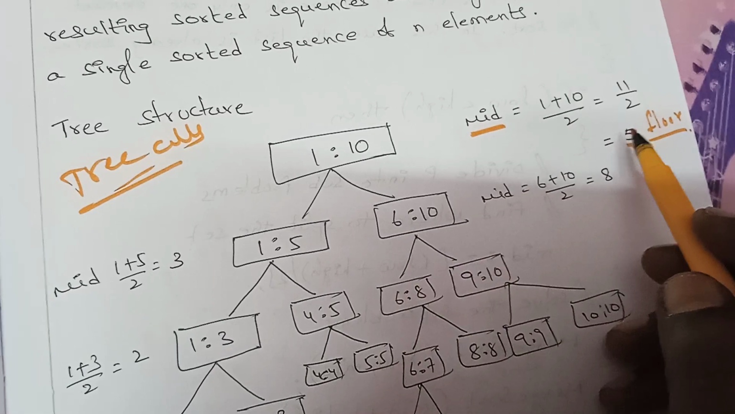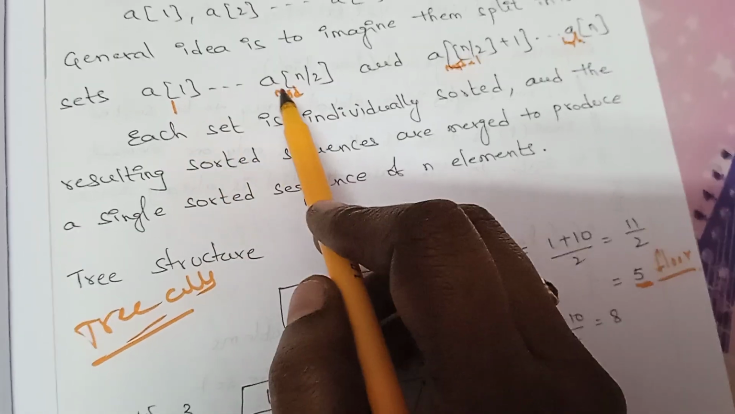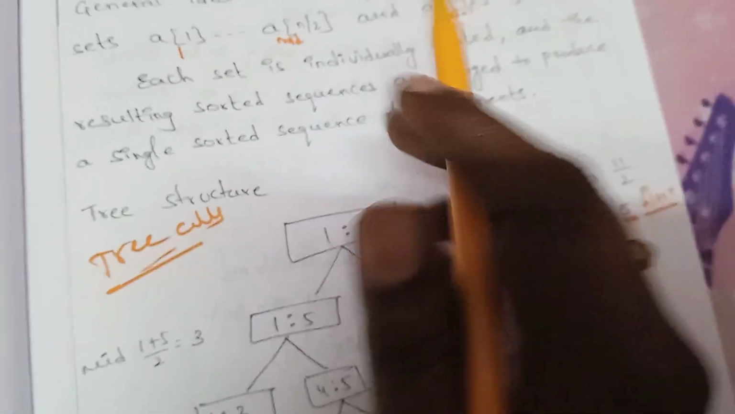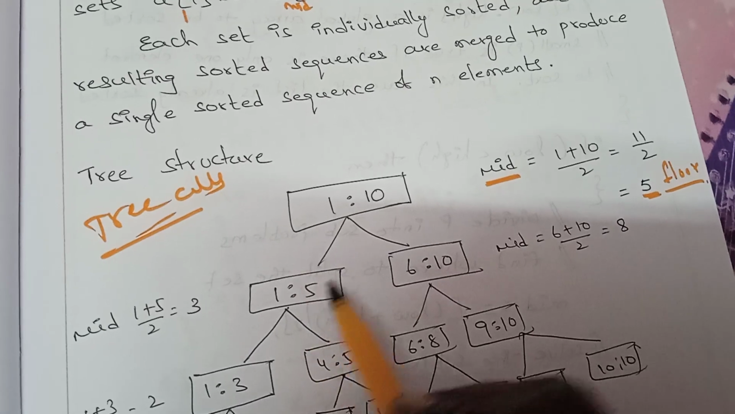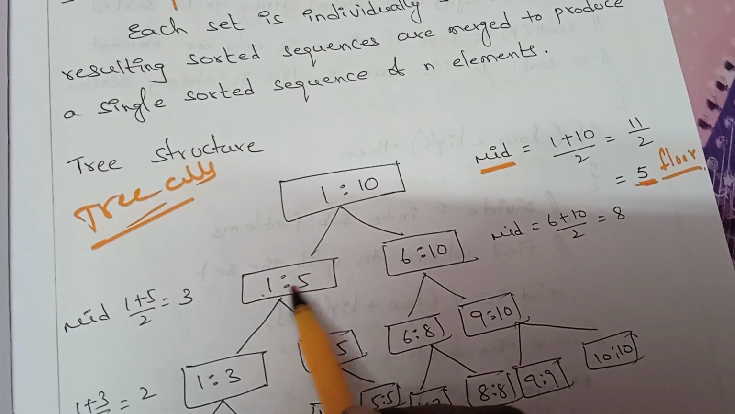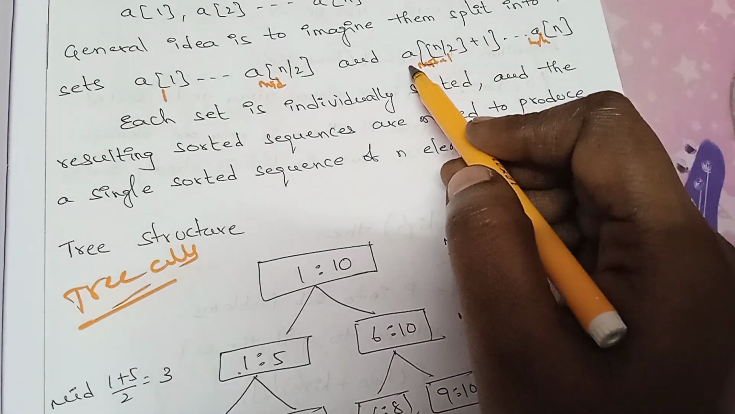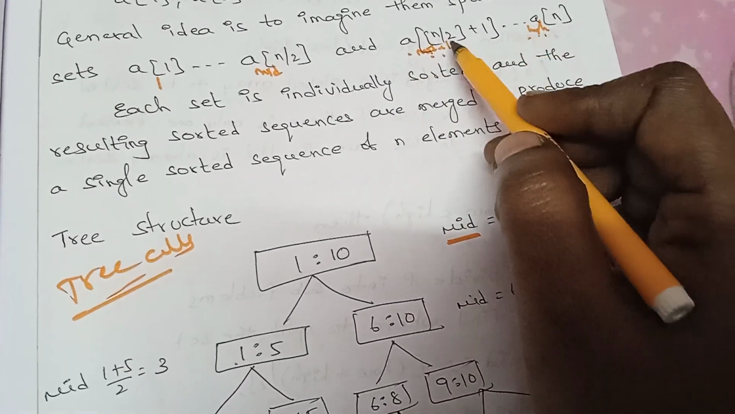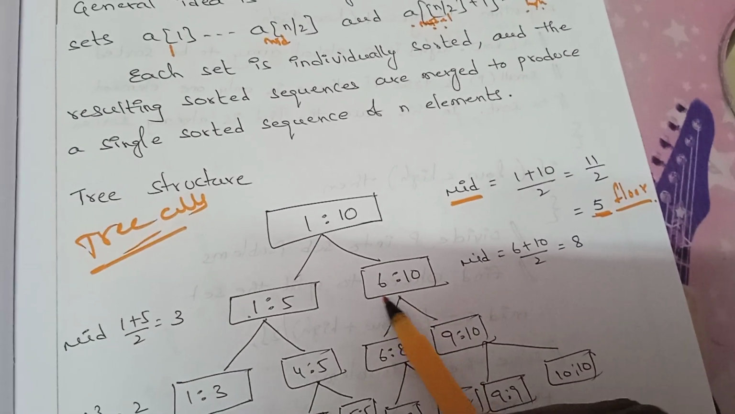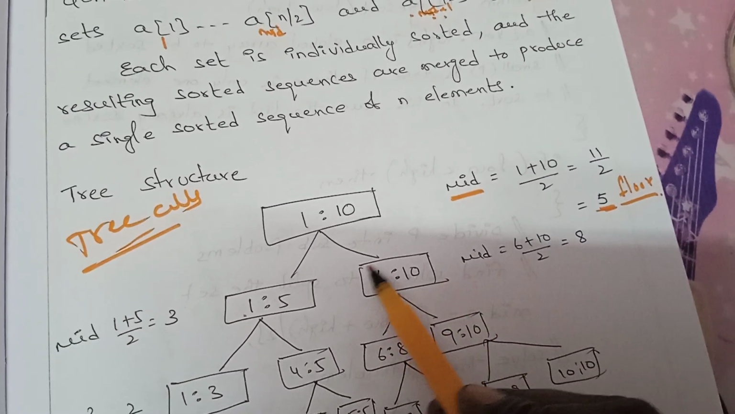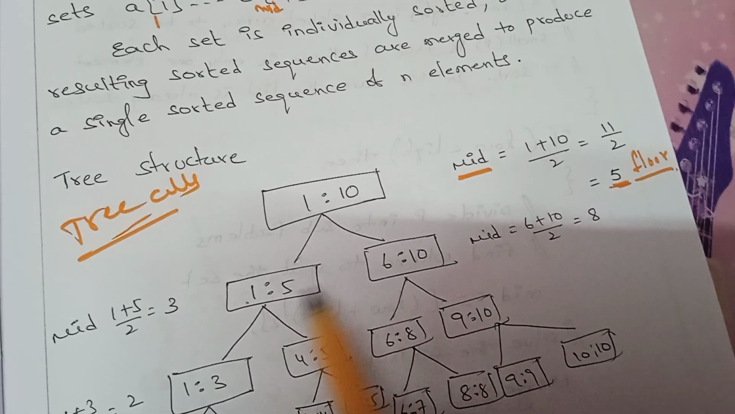So in the split we saw already, a of 1 to a of mid is one partition or one split. What is the mid value? 5. So 1 to 5 is one split, and a of mid plus 1 to a of high is one more split. Mid plus 1 is 6 and high is 10, and this will be the other split. Now we were at this step.